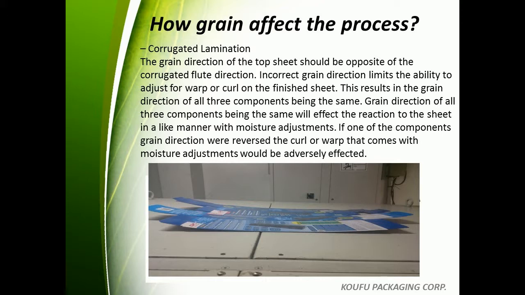Corrugated lamination. The grain direction of the top sheet should be opposite of the corrugated flute direction. Incorrect grain direction limits the ability to adjust for warp or curl on the finished sheet. This results in the grain direction of all three components being the same. Grain direction of all three components being the same will affect the reaction of the sheet in a like manner with moisture adjustments. If one of the components' grain direction were reversed, the curl or warp that comes with moisture adjustments would be adversely affected.